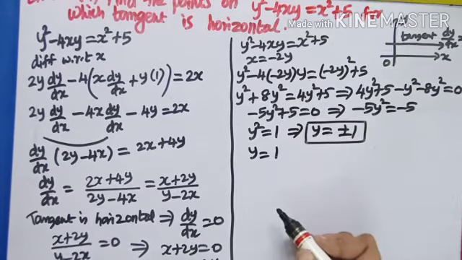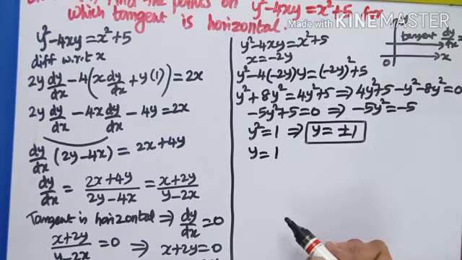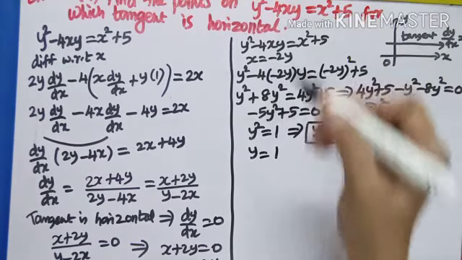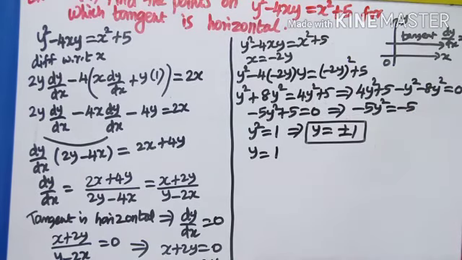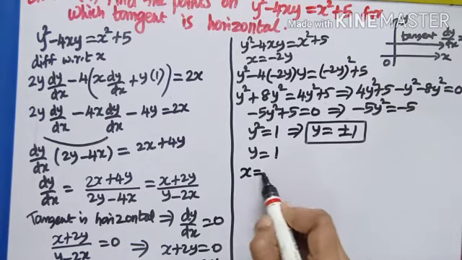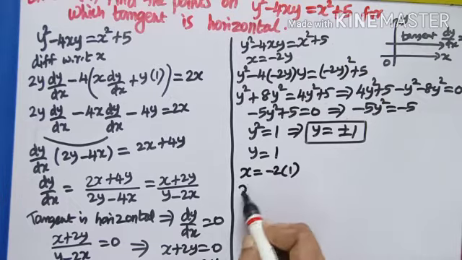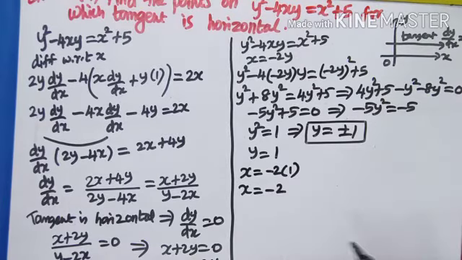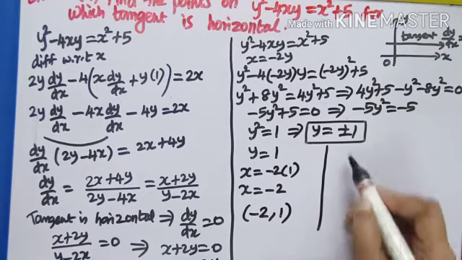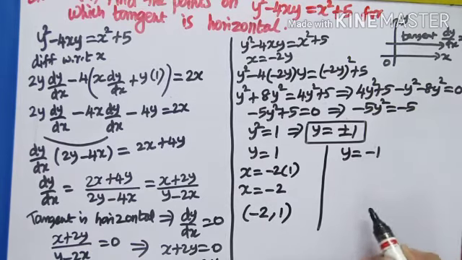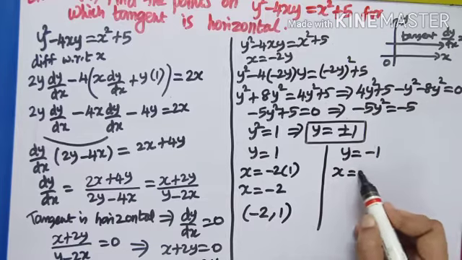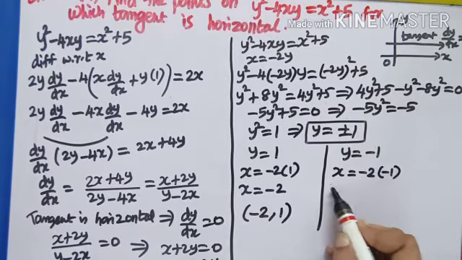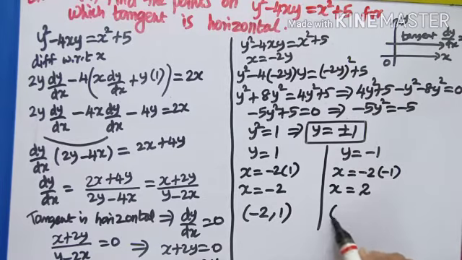When y is 1, find out what is x. Again, I have to substitute in the same old equation, or I can substitute in x is equal to minus 2y. X is equal to minus 2 into 1, or I get minus 2. So what is the point? Minus 2 comma 1. Put y equals minus 1. X is equal to minus 2 into minus 1, or I get x is equal to 2, so the point is 2 comma minus 1.